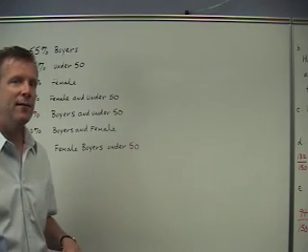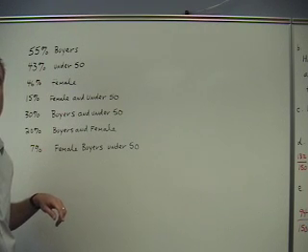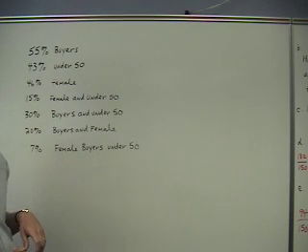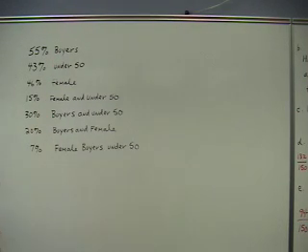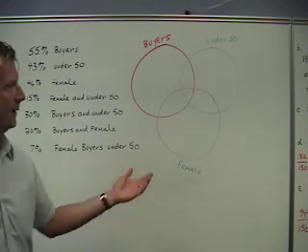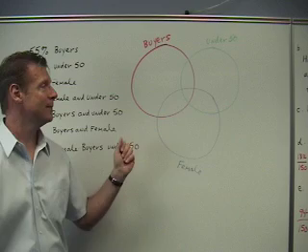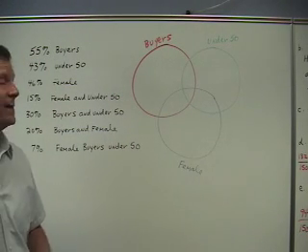Let's first try to draw the Venn diagram with the specific statistical percentages given to us. First of all, we'd have to draw a separate circle for buyers, one for under 50, and one for female. Look at that. Aren't those good circles? Pretty quick, huh? Now, how are we going to fill these in?